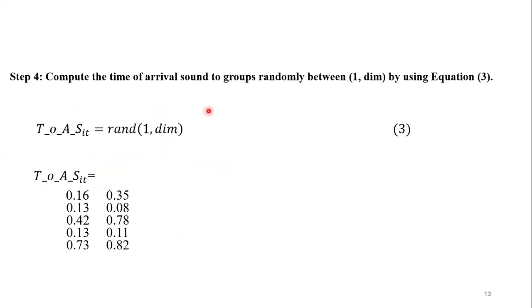And then we have another time, the sound time of arrival to the group of the geese. So when the stone falls, then the sound will go to the flock of geese. And these are the values, and we found them through equation 3. So these are the values.